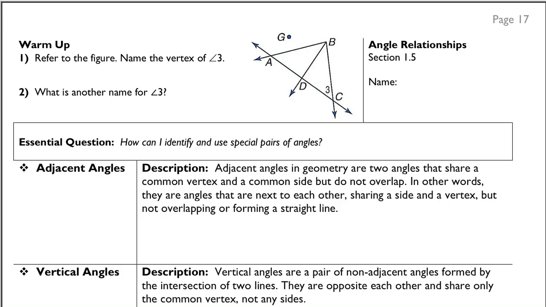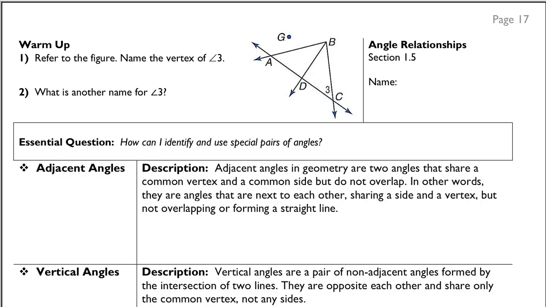Hello and welcome. Today we're going to be talking about angle relationships, corresponding to section 1.5 of your book. Our essential question today is: how can I identify and use special pairs of angles? So let's talk about a few different things of angles. We're going to go through 4 different new vocabulary terms.